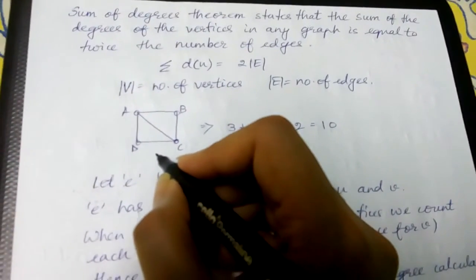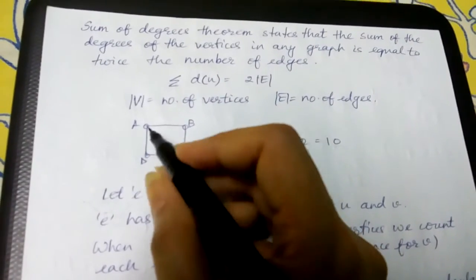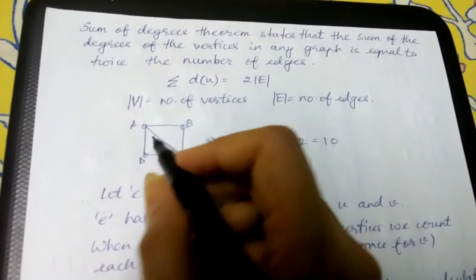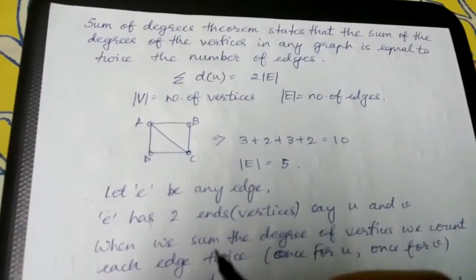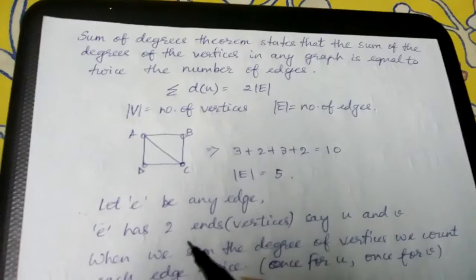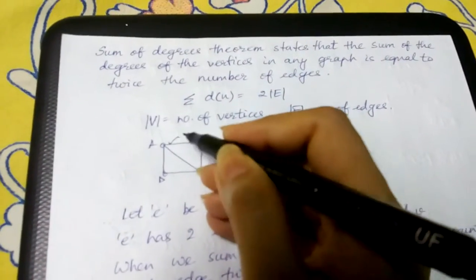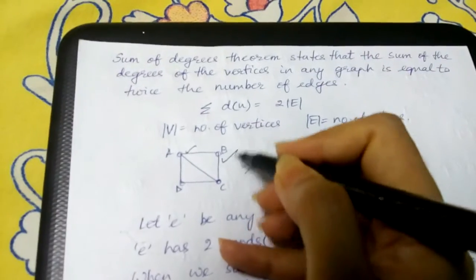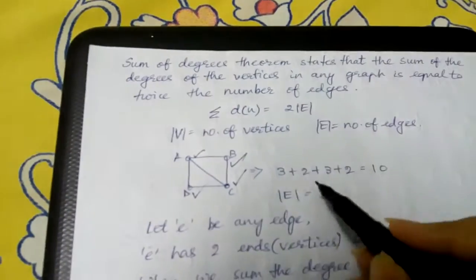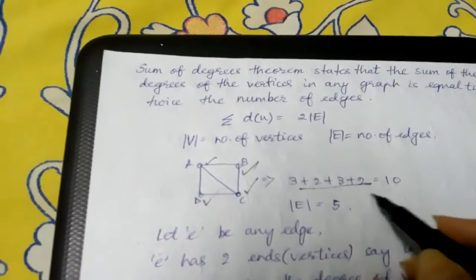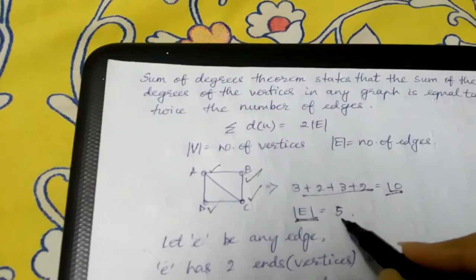You have a graph ABCD and you have these. So there are a total of 4 vertices and you count the edges. How many edges are there? 1, 2, 3, 4 and 5. Total 5 edges. Now if you count the degrees of the vertices, you will see that A has 3 degrees, B has 2 degrees, C has 3 degrees and D has 2 degrees. So we have written it in this form. So in total it is 10. But the number of edges is 5.